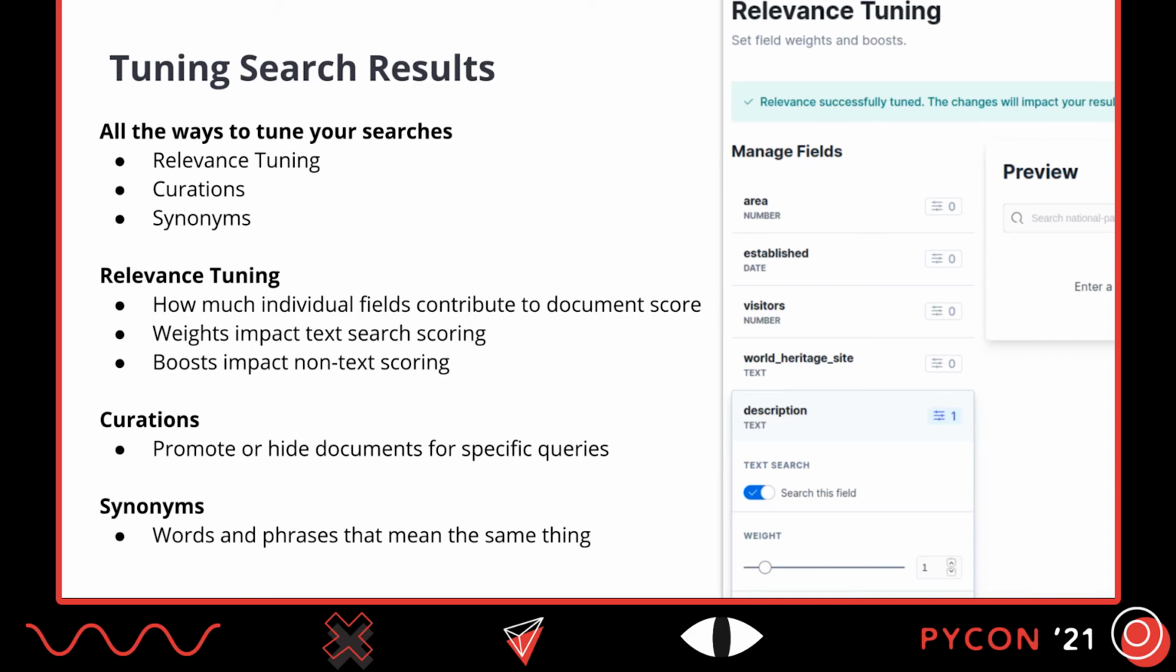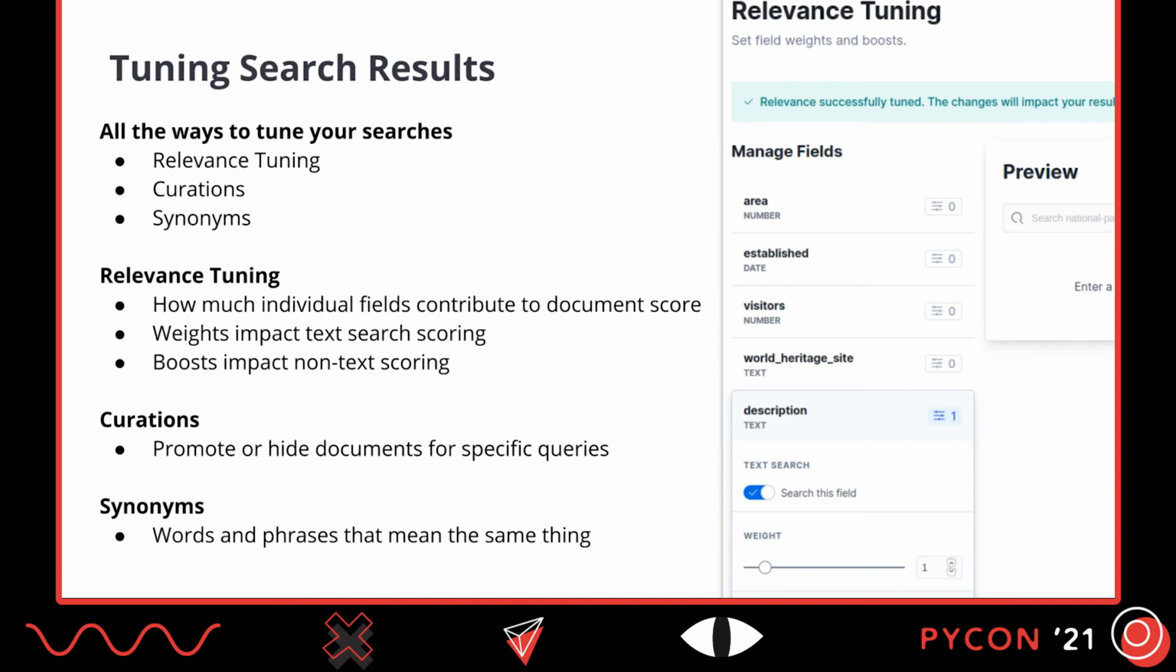Synonyms impact how text search works by marking 2 different terms as having the same value. For example, people often say buffalo to refer to the American bison for US state parks. So if a user were to search for buffalo, they'd be surprised to find 0 results. But by adding the synonym that buffalo is equal to bison, the user will receive all the results they intended seamlessly.